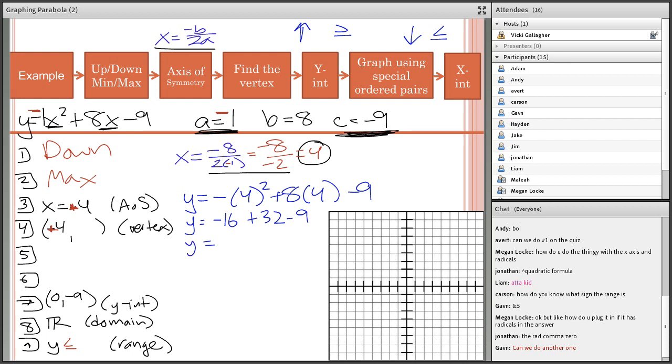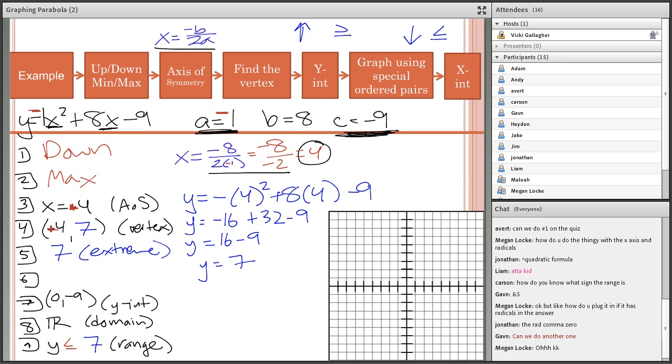Okay, this is so much better. 7. There's that 7 we were looking for. Okay, so 7 for the vertex. 7 is also the extreme value. And 7 is the number you're going to put on your range answer.